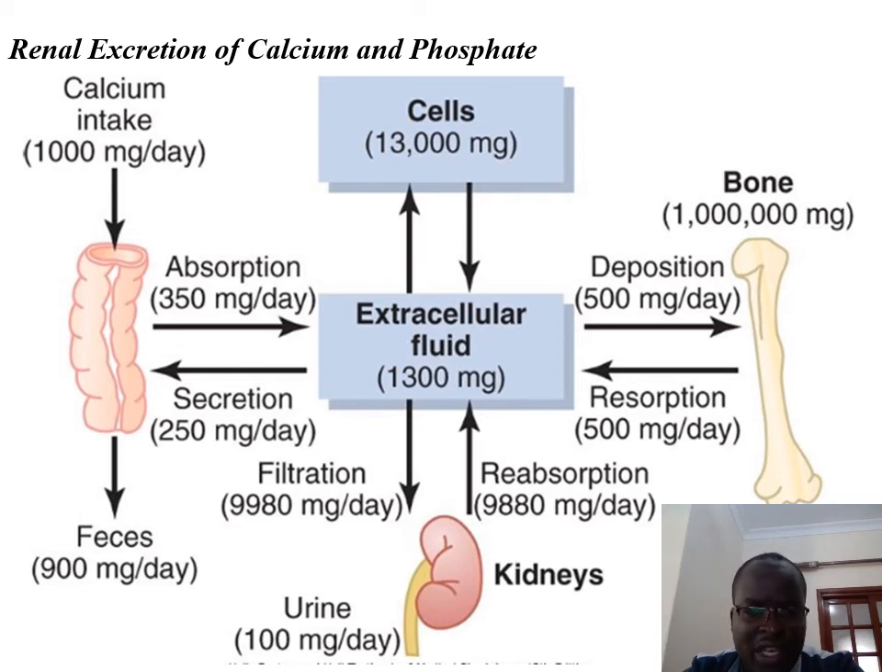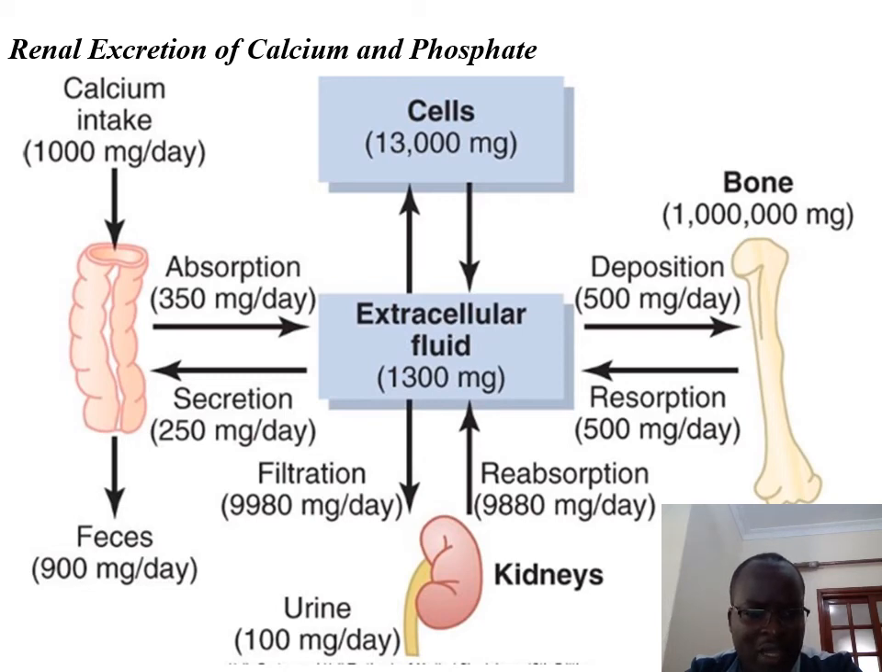This is just to summarize what is being introduced into the GIT and what you are excreting from the body. So we say that we have calcium in the cells, calcium in the extracellular fluid, and calcium in the bone. The calcium in the cells is 1%, extracellular fluid 0.1%, and the rest of the calcium is found in the bone. So in the bone you have 1 million milligrams of calcium, 13,000 milligrams in the cells, and 1,300 milligrams in the extracellular fluid. There is exchange of calcium between the cells, extracellular fluid, and the bone tissue, which you can see happening here. You are introducing 1,000 milligrams of calcium per day into the GIT.